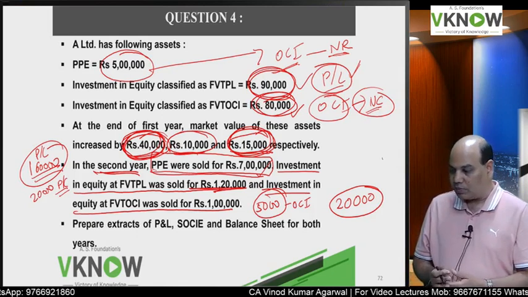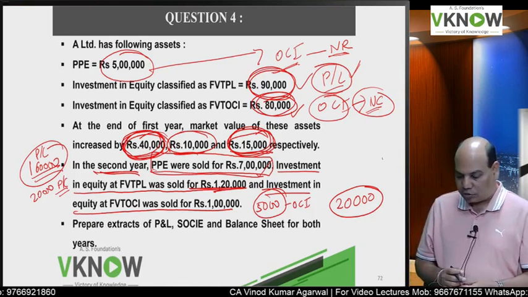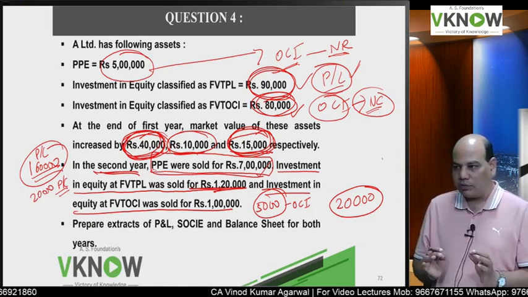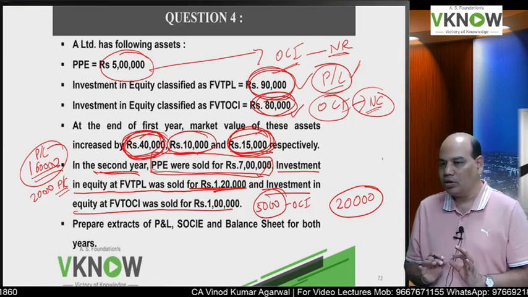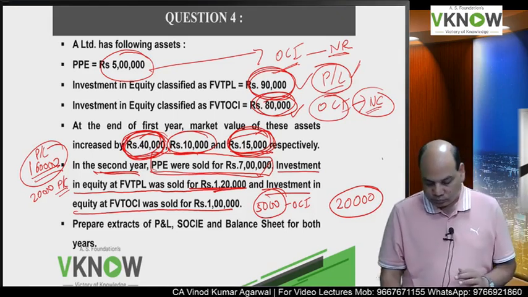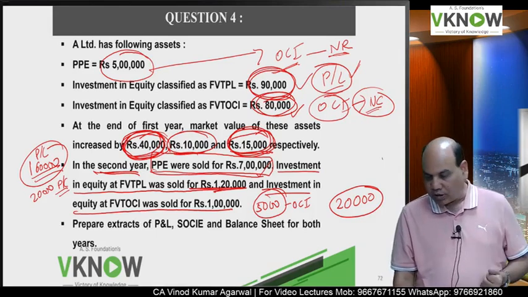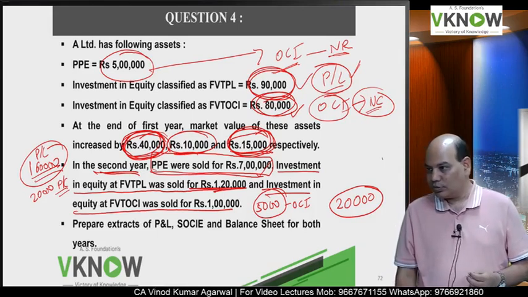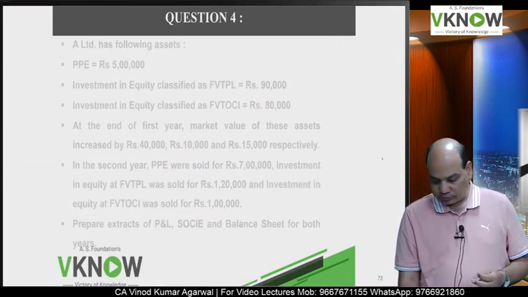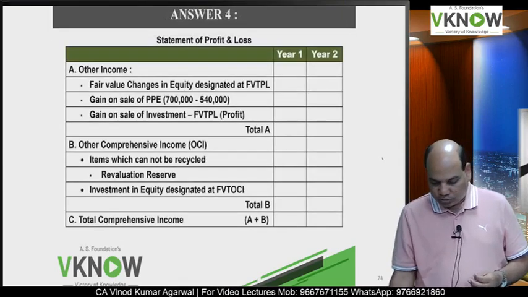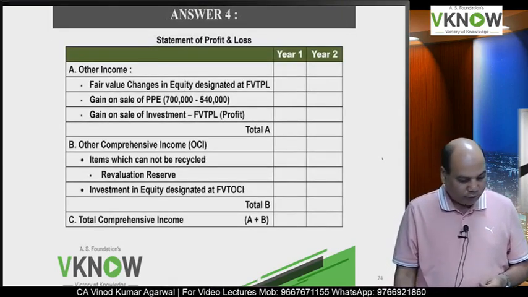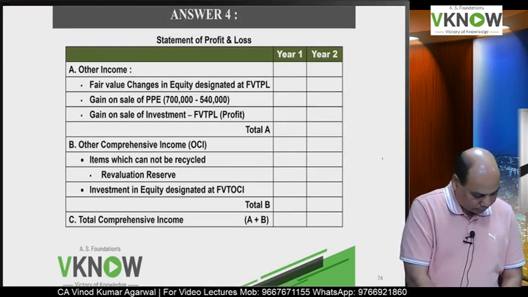Then the question is: prepare extract of P&L account, SOCI and balance sheet. So a very good question for conceptual understanding. They should have added one recyclable item also. Okay. Anyway, don't be so greedy. Is the format drawn in your book? Yes.